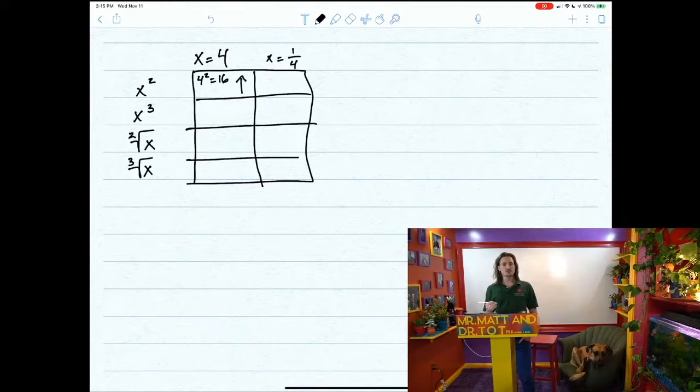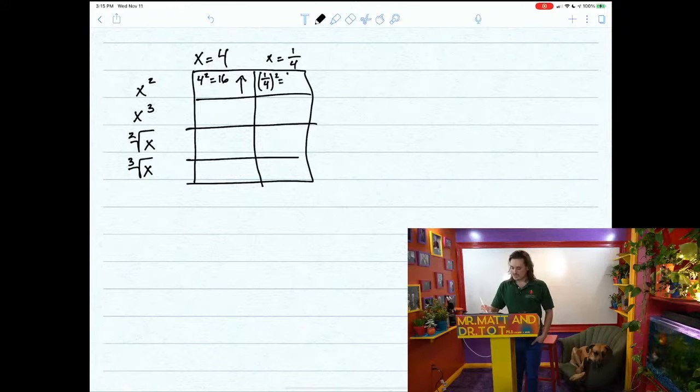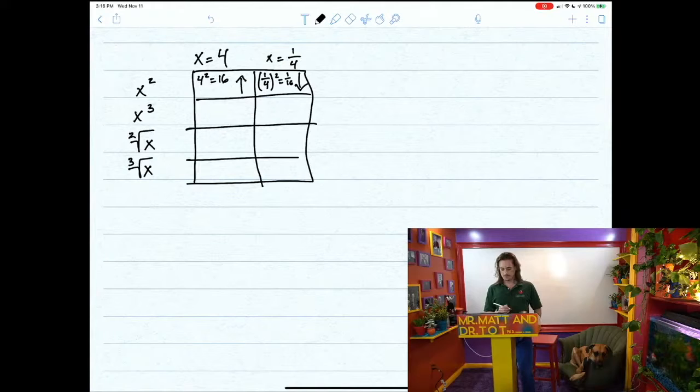The opposite is true if the number is between 0 and 1. So if we take 1/4 and we square it, we're going to get 1/16. To go from 1/4 to 1/16, that is a marked decrease. If we look at x cubed, so if x is equal to 4, then 4 cubed is 64. That's definitely an increase, and it's even more of an increase than the squared function. So I'm going to put 2 up arrows to signify that it's a larger increase.